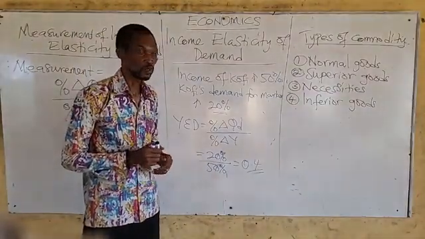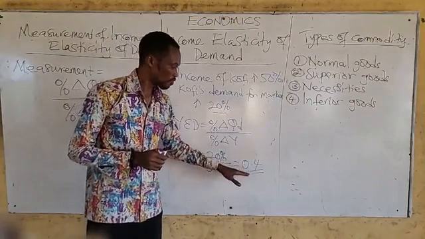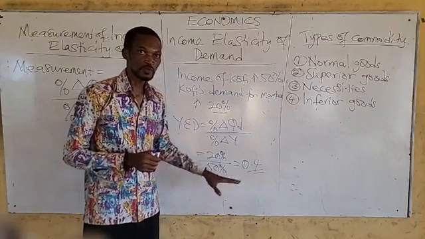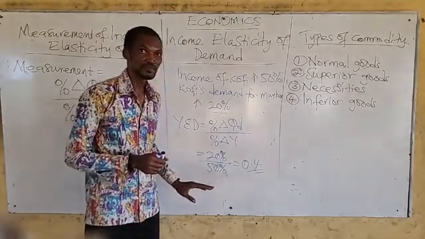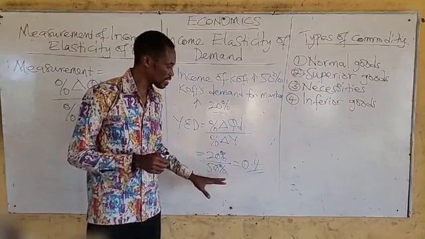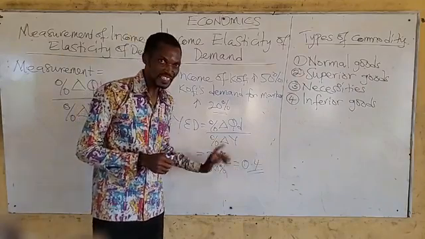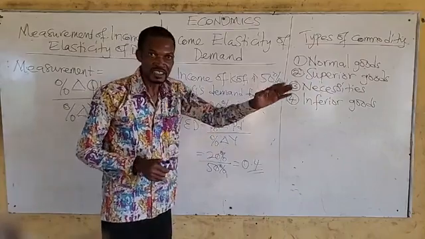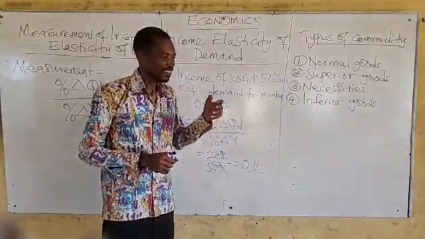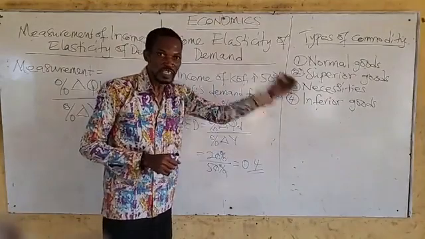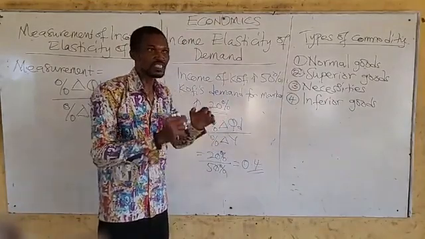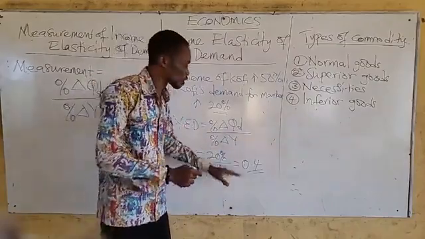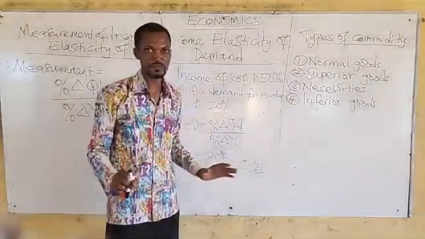Okay, the answer is 0.4. This 0.4 is positive. It's not negative. When your income elasticity is positive, it means that when the income increases, the demand for the commodity also increases. Because there is an increase in demand, there is an increase in income too, the result will always be positive.